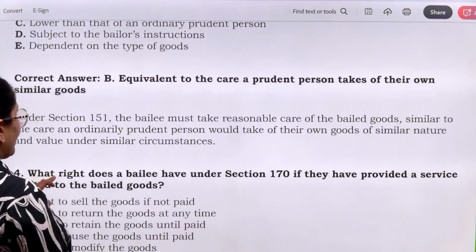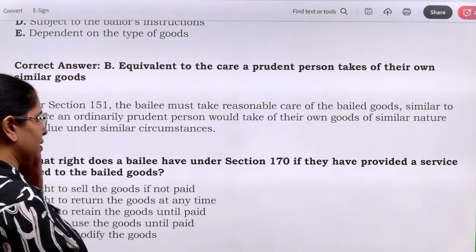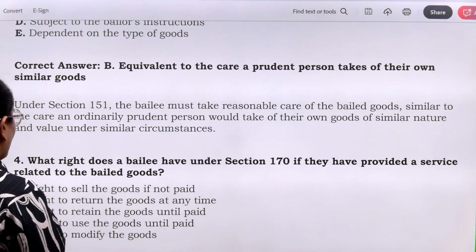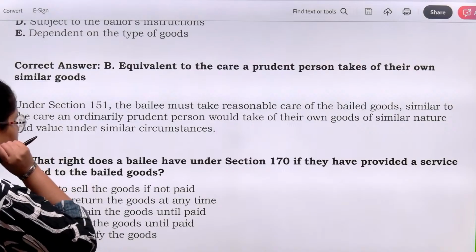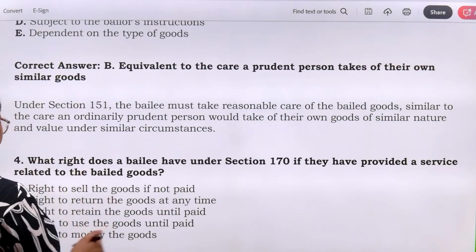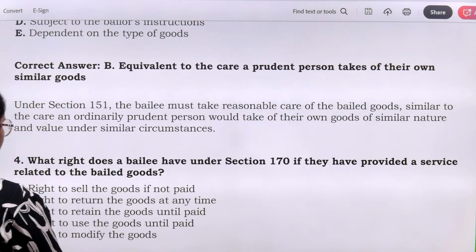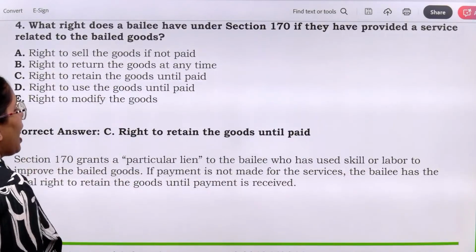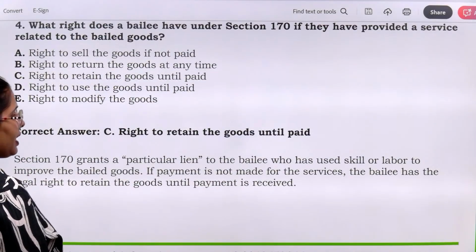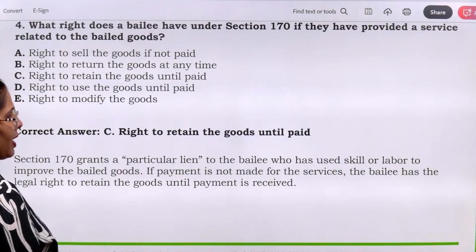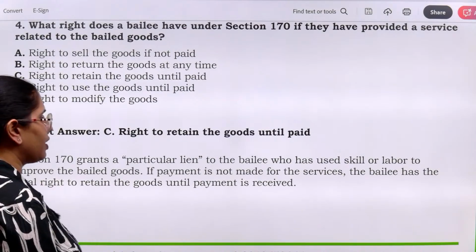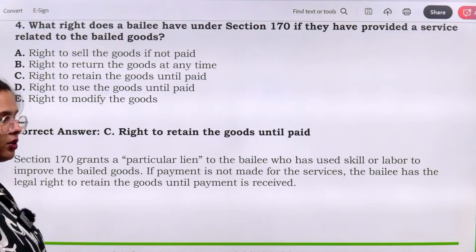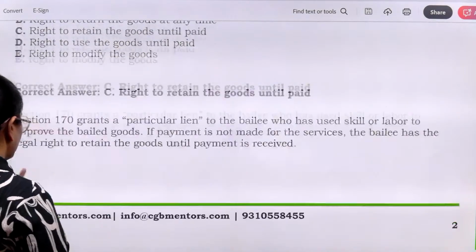Next is, what right does a bailee have under section 170 if they have provided a service related to the bailed goods? So, what kind of right are they having? Right to retain the goods until paid, right? So, they have this right to retain the goods until they are paid. It is said that section 170 grants a particular lien to the bailee who has used skill or labor to improve the bailed goods. If the payment is not made for the services, the bailee has the legal right to retain the goods until payment is received.